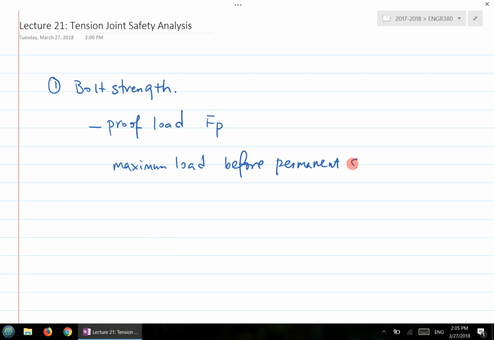So, bolt strength. Underneath this one here, there's an important concept called proof load, FP. The definition of proof load is basically the maximum load before permanent set.